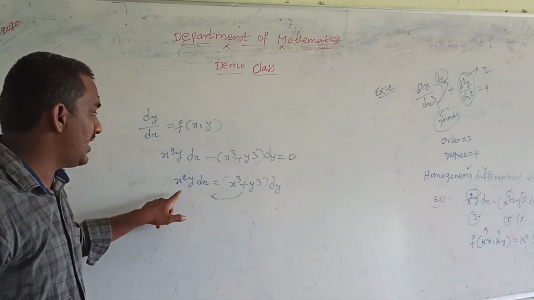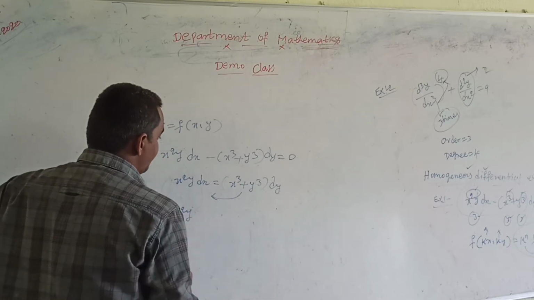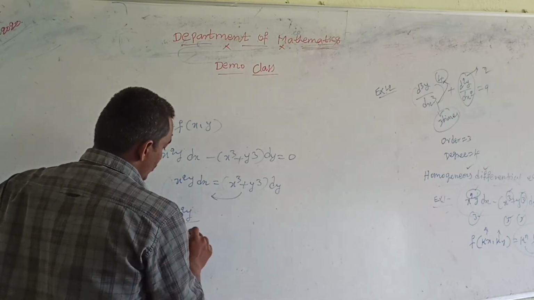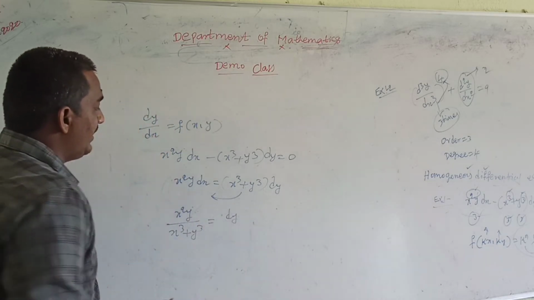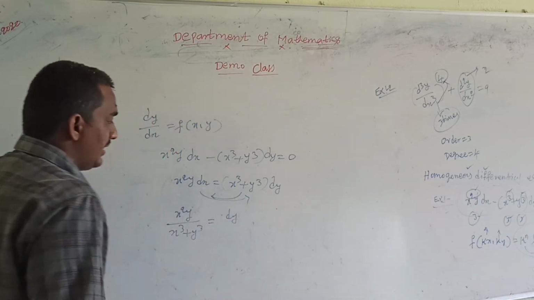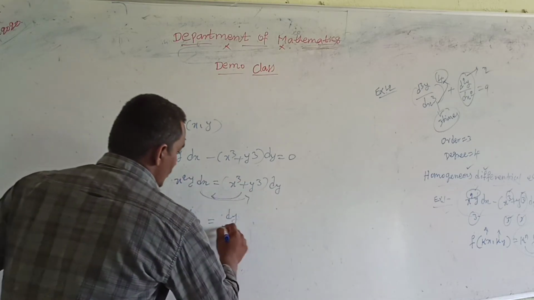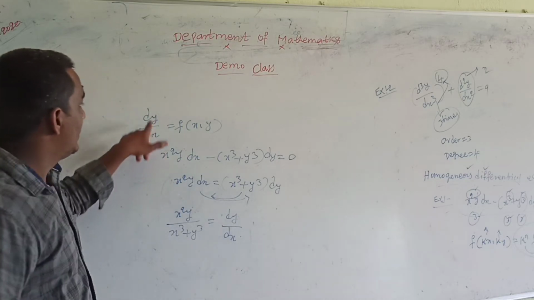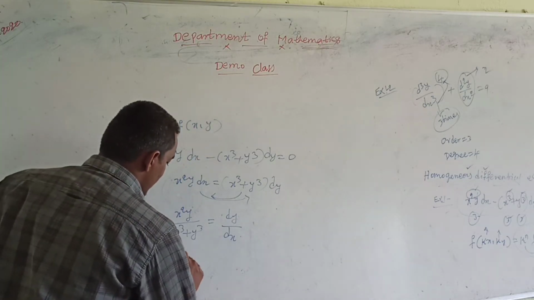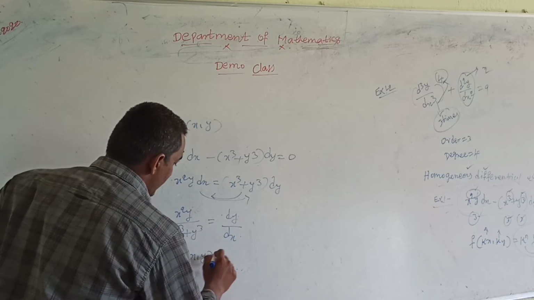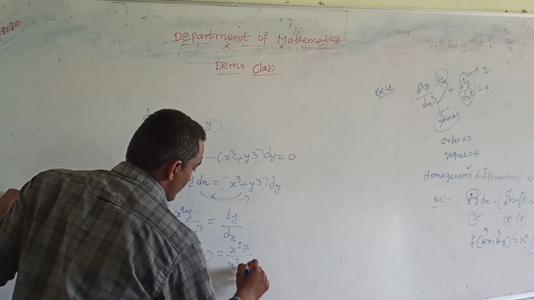If you transfer from this side to this side, it divides. So that is x square y, x cube plus y cube dy. I am transferring dx from this side to this side. On this side it was multiplying; if you transfer it to this side, it divides. So here dy by dx means f of x comma y. So f of x comma y is x square y over x cube plus y cube.